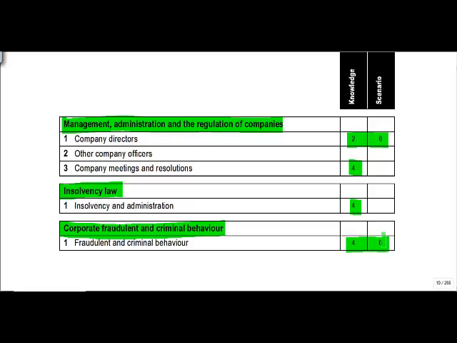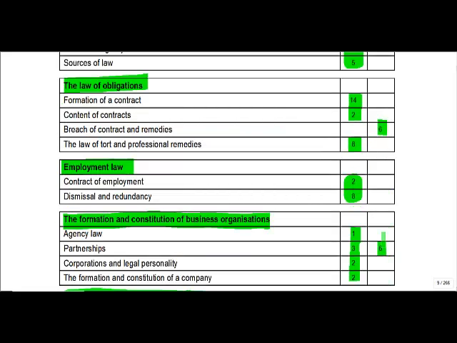So what we can see is that the marks are spread around all of the different parts of the syllabus, and the only real inference we can take away from this, other than the fact that we have to learn everything, is that each area appears to be worth around about 10% of the marks, which clearly gives us our 80%. And then the other 20% appears to come from formation of a contract, contract breakdown, and the tort of negligence.